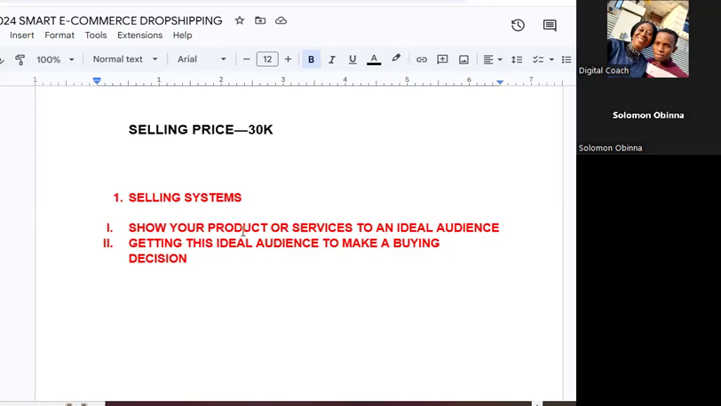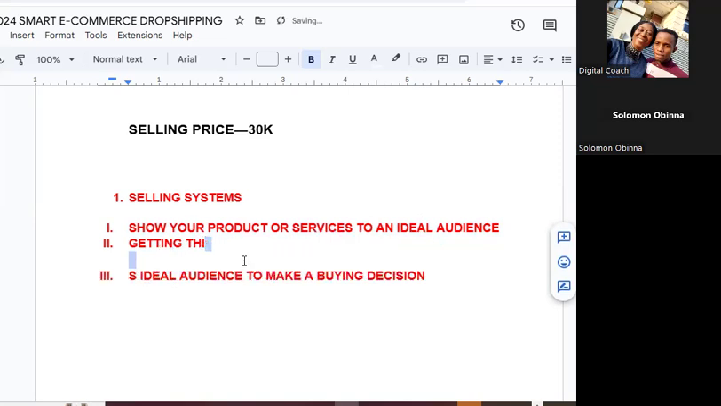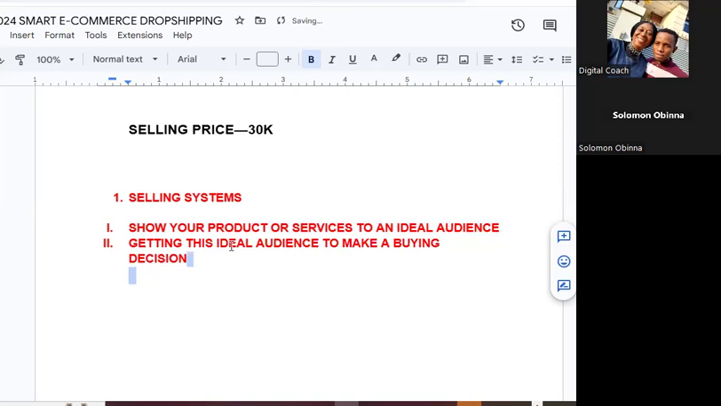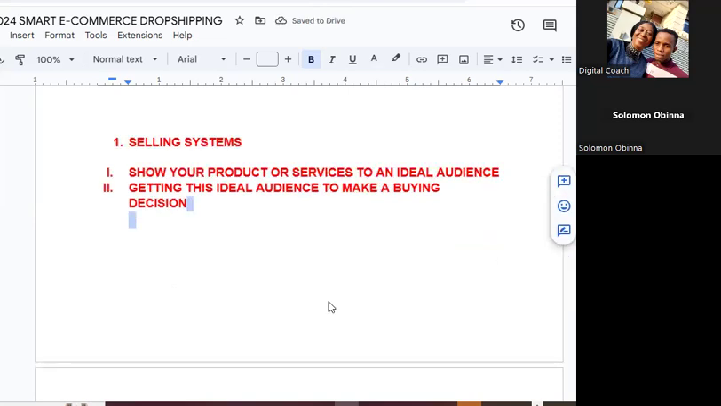All right, so we said that a selling system helps you to achieve two major things. The first is that it helps to show your product or services to an ideal audience. Not everybody needs your product, but there is a segment of people that need it. Another thing a selling system does is help get your ideal audience to make buying decisions. So not just showing, it helps in making sales.